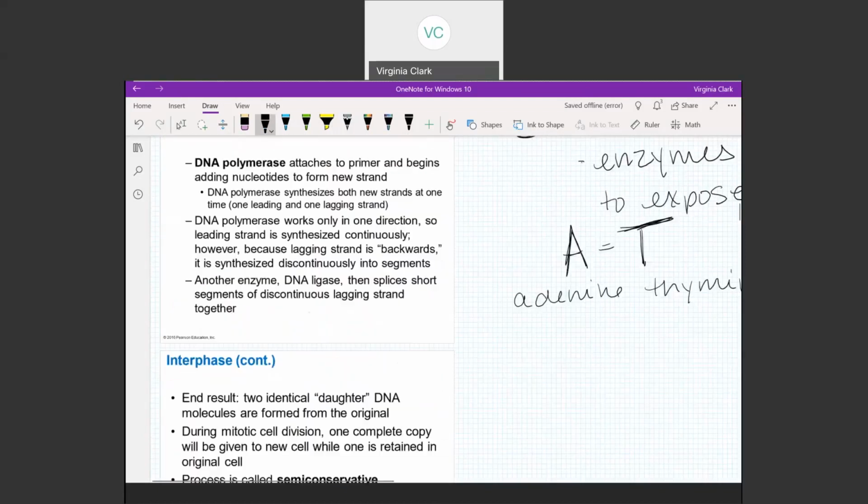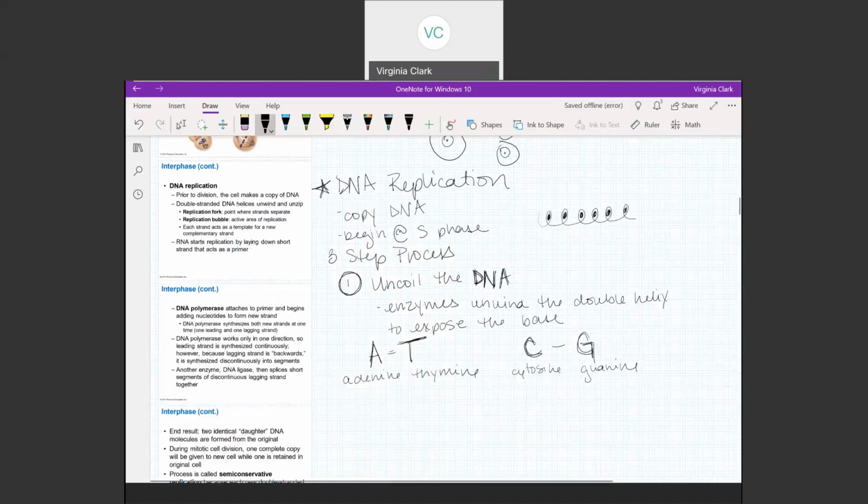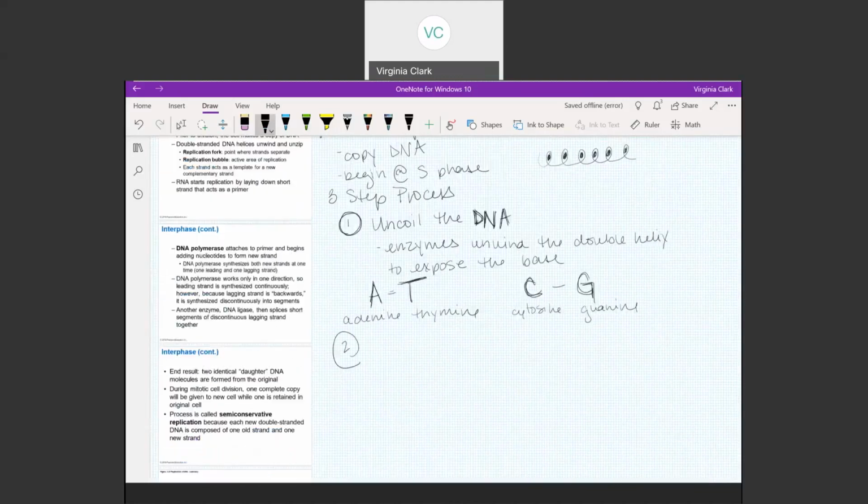Okay, so after we have uncoiled the DNA, next, the bonds between the base pairs are going to be broken. And when you break the bonds between the base pairs, you are essentially making it unwind and stay unwound.